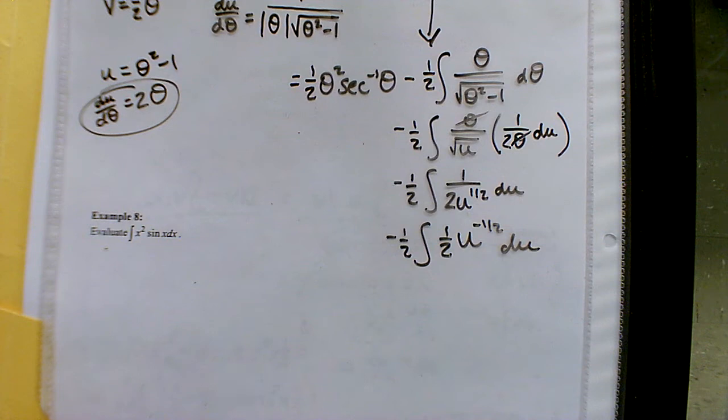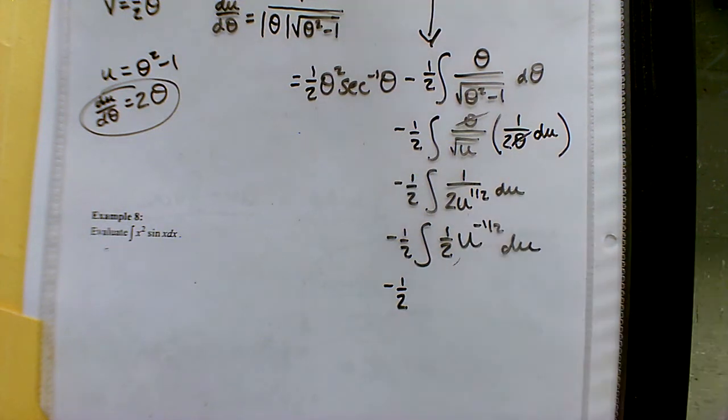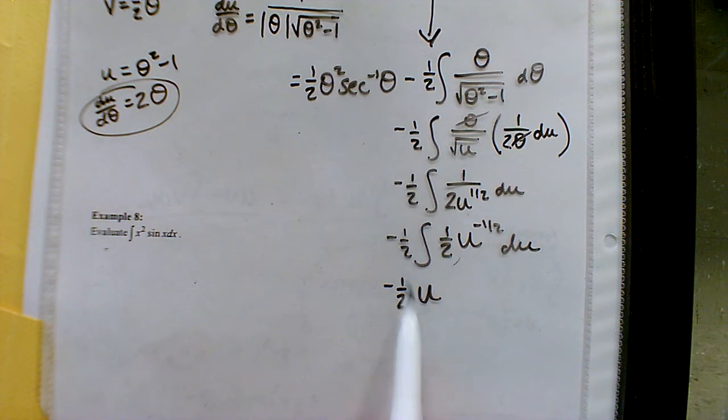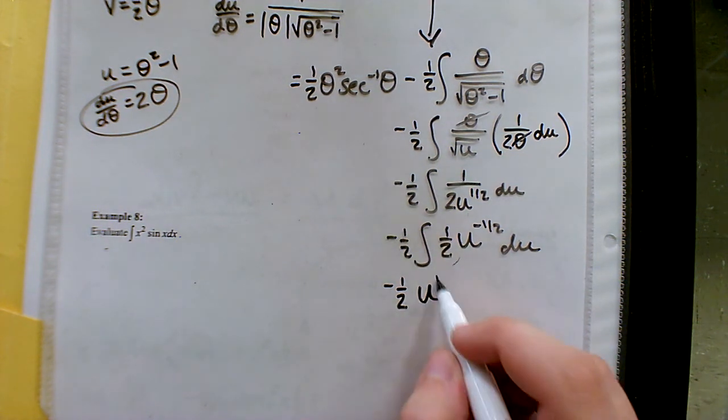So we have to add 1 to the power, which would be a positive 1/2, and then divide the coefficient 1/2 divided by that new power. One half divided by 1/2? 1, right? So we still have the 1/2 out from the front, but this 1/2 is changing to a 1 after you do that reverse power rule.